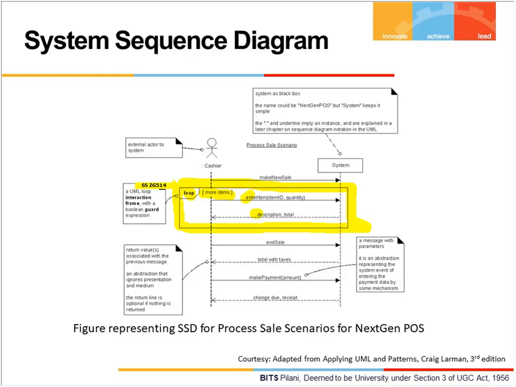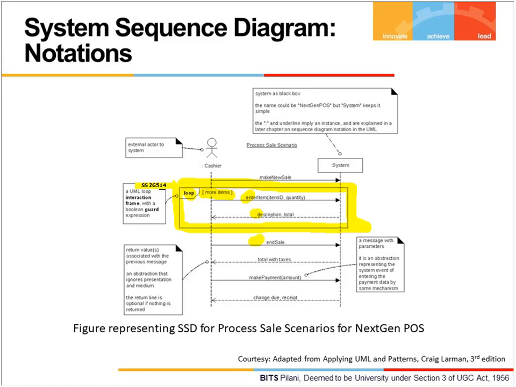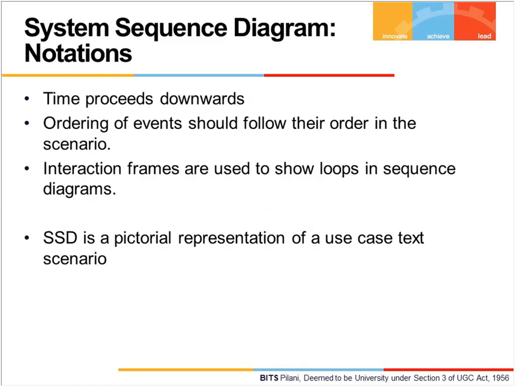So in this next generation point of sale scenario, the cashier enters an item, the system displays the total, then again the cashier enters the item and the system displays the total, and this goes on till more items are there to be added, and then finally the cashier gives an end sale request to the system. So this is how a loop is represented.